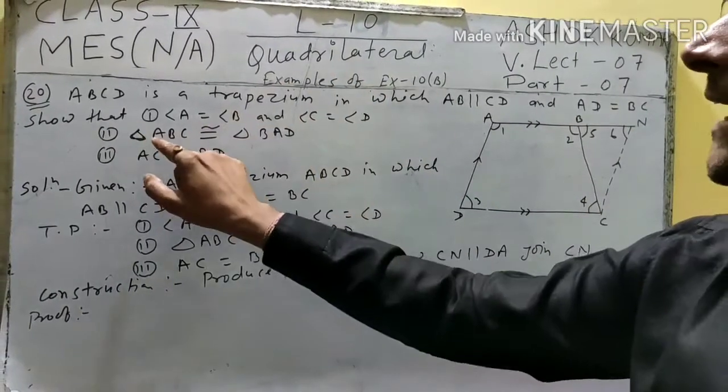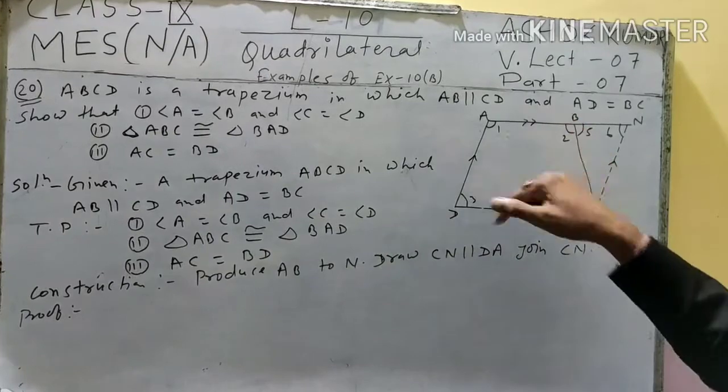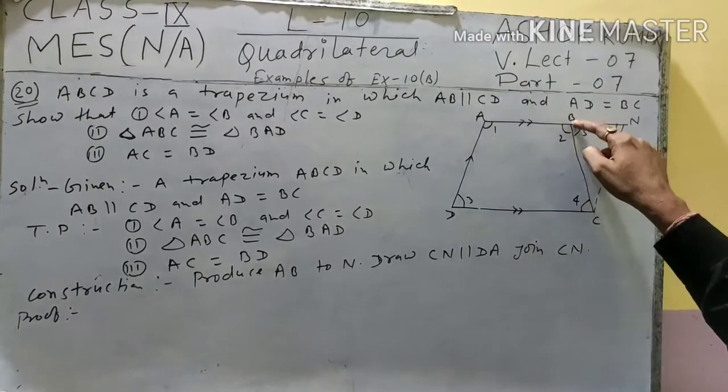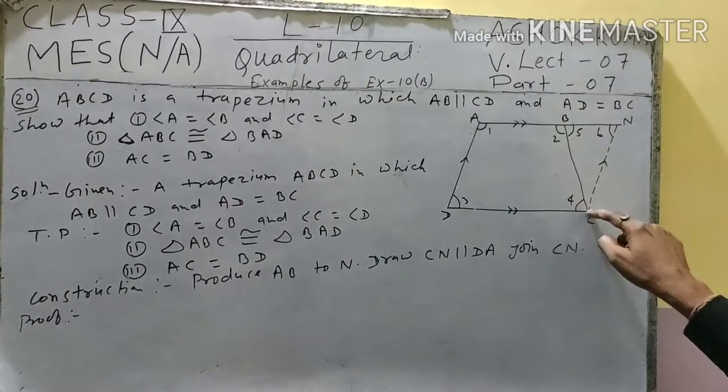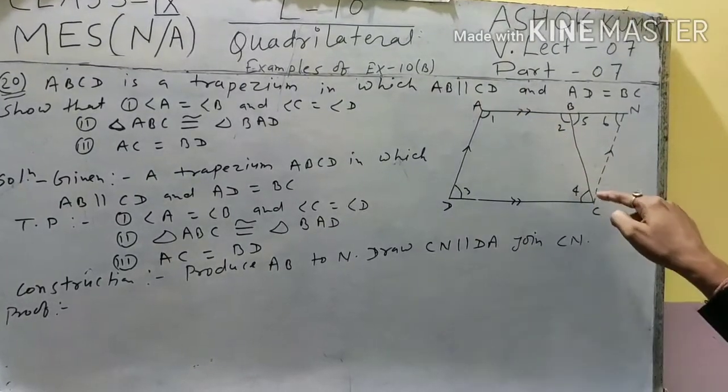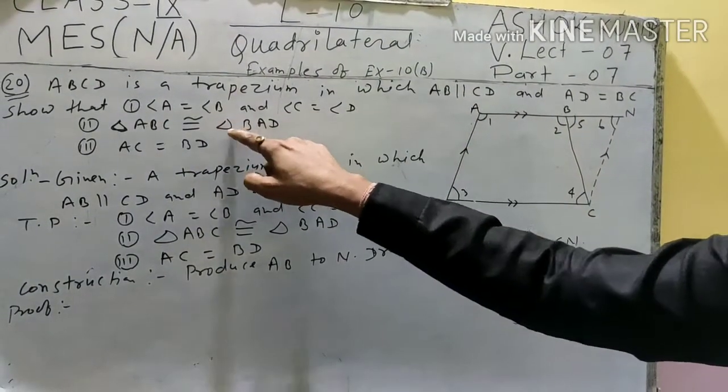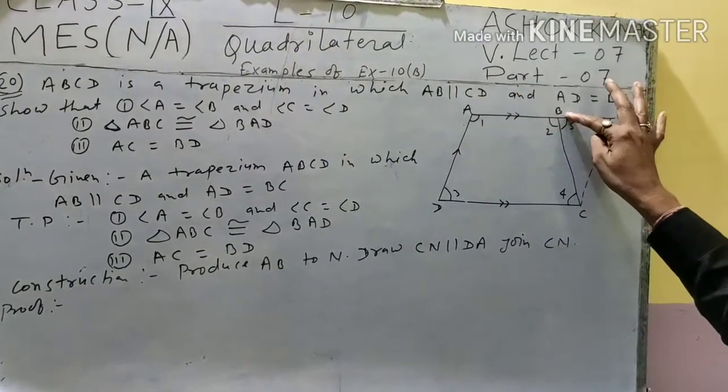First proof. Second proof: triangle ABC. Here make the triangle ABC. That means join it; triangle ABC is congruent to triangle BAD.